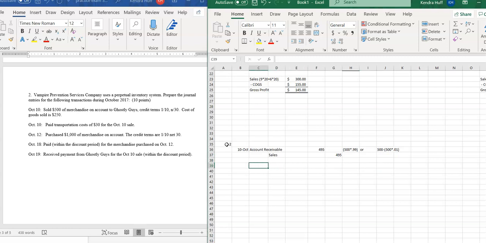All right, we also need to record the cost of goods sold. So we're going to have cost of goods sold debited and merchandise inventory credited for the 250. All right, then they paid shipping or transportation cost of $30. So that increases the cost of the inventory. And cash goes out the door for $30.